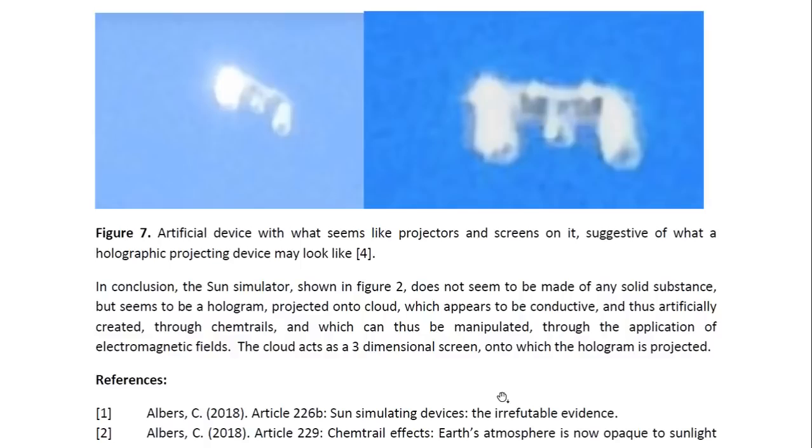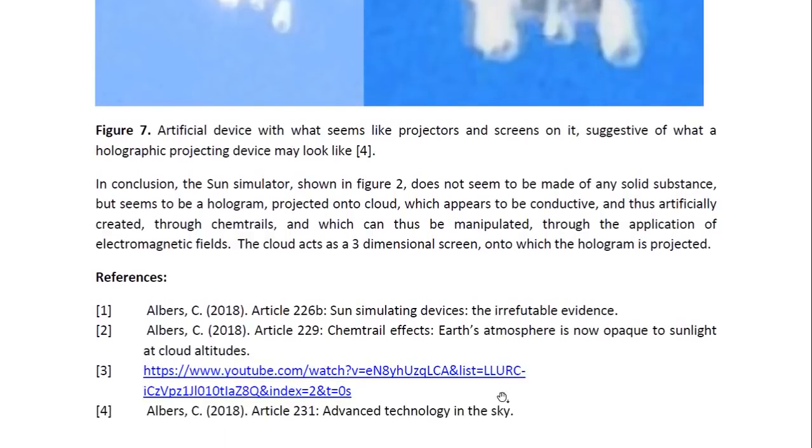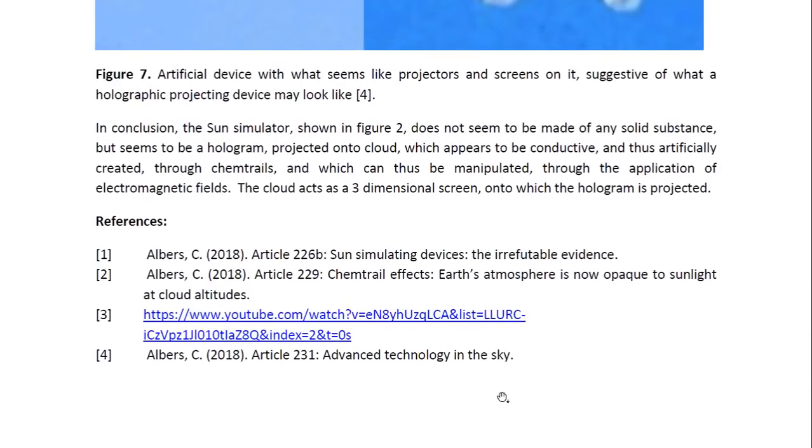So in conclusion, the sun simulator shown in figure 2 does not seem to be made of any solid substance, but seems to be a hologram projected onto cloud, which appears to be conductive and thus artificially created through chemtrails, and which can thus be manipulated through the application of electromagnetic fields. The cloud acts as a three-dimensional screen onto which the hologram is projected.